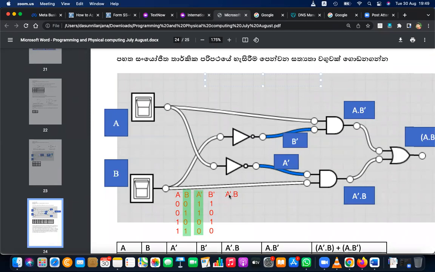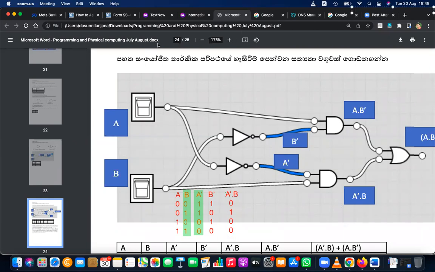Here we have A NOT and B, where you can see all inputs are one. Here B is 0, therefore this is 0, since both are not 1. Here B is 1, A NOT is also 1, both are 1, therefore this is 1, right? Then 0, 0, both are 0, therefore 0. Here 1, 0, therefore 0.